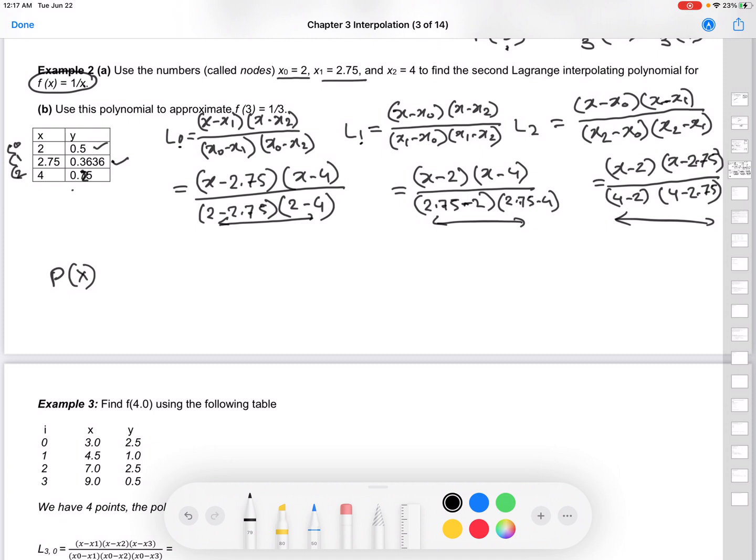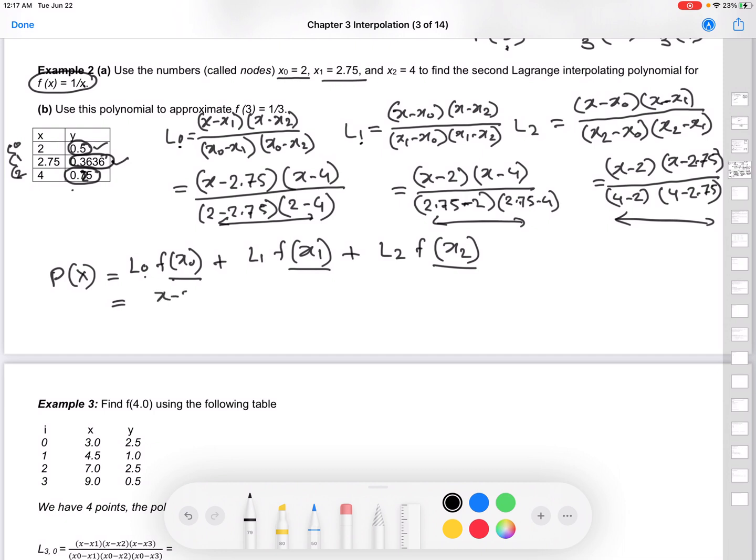P of x is equal to L0 f of x0 plus L1 f of x1 plus L2 f of x2. Now this f of x0, which one is f of x0? F of x0 means y0. F of x1 means y1. F of x2 means y2. And we have calculated L0, L1, L2 here, right? So right now we are simply going to multiply.